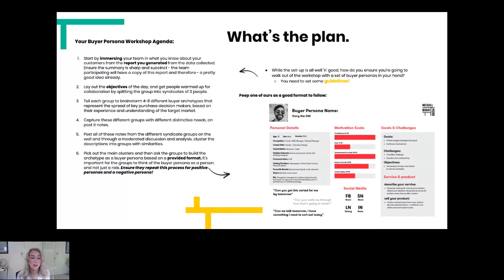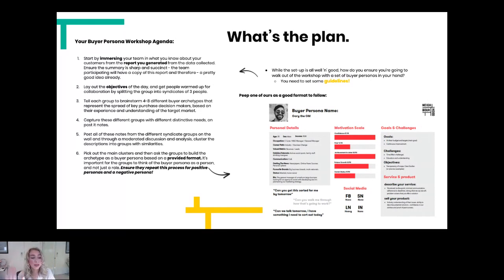And then get people warmed up to collaborate by splitting everyone into syndicates of about 3 to 5 people. You then want to tell each group to brainstorm about 4 to 8 different buyer archetypes that represent the spread of key buyers based on their experience and their understanding of your target market. You want to make sure that they capture these different groups to make sure that they all have completely different needs. So they're all very distinctive, and ensure that they capture these completely different archetypes on Post-it notes.